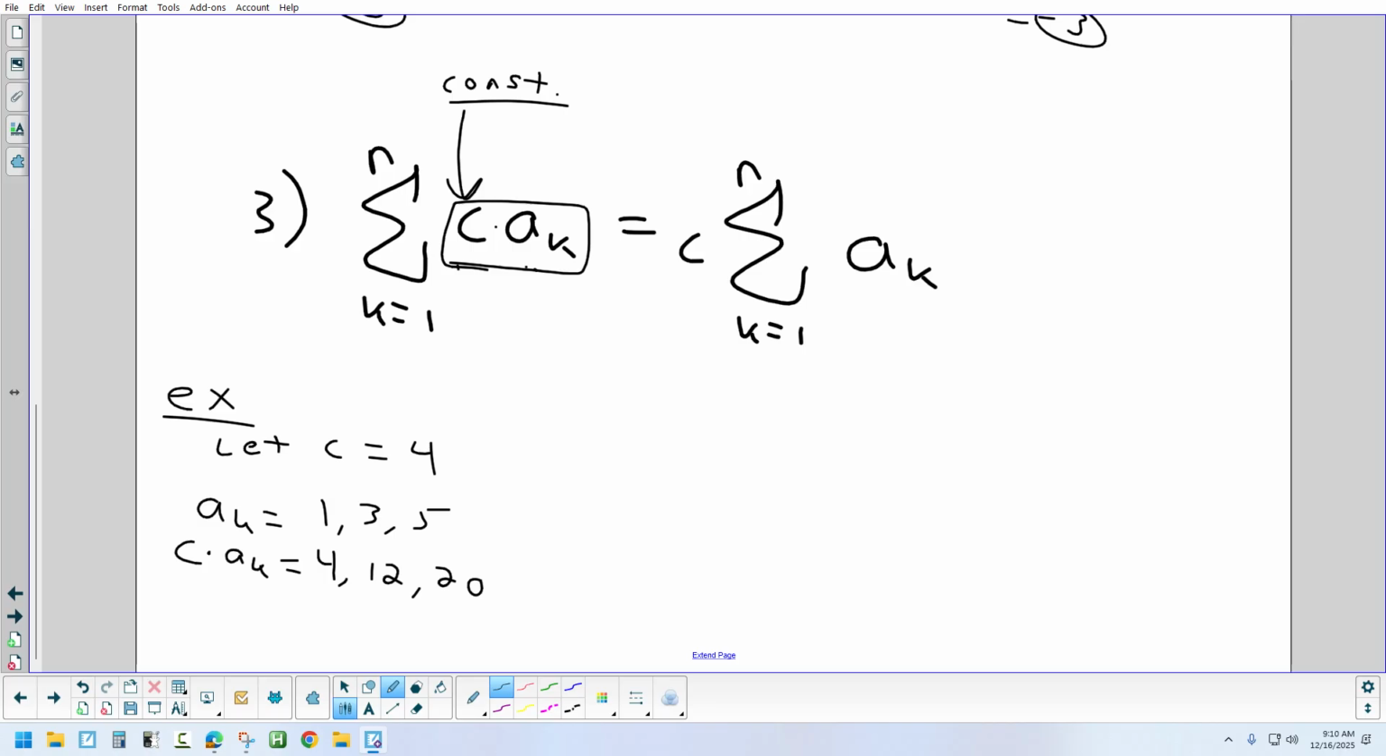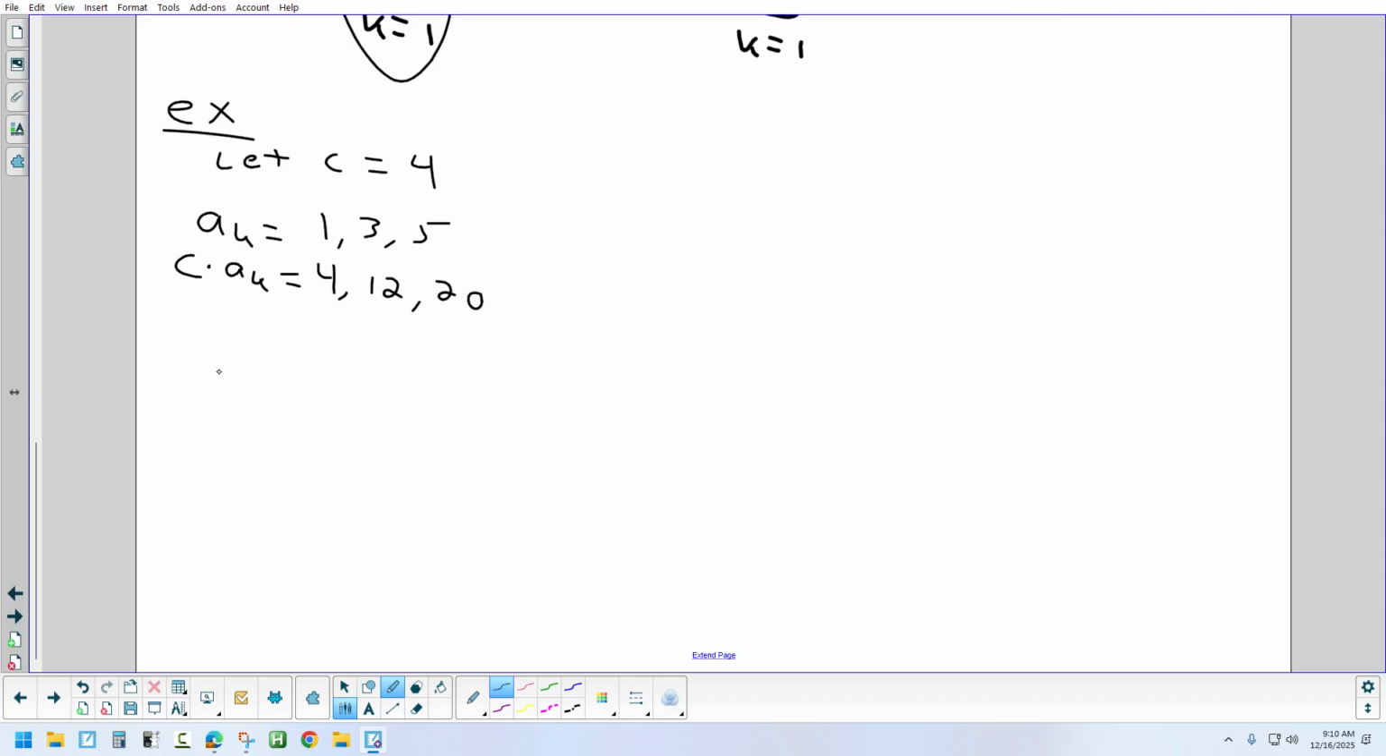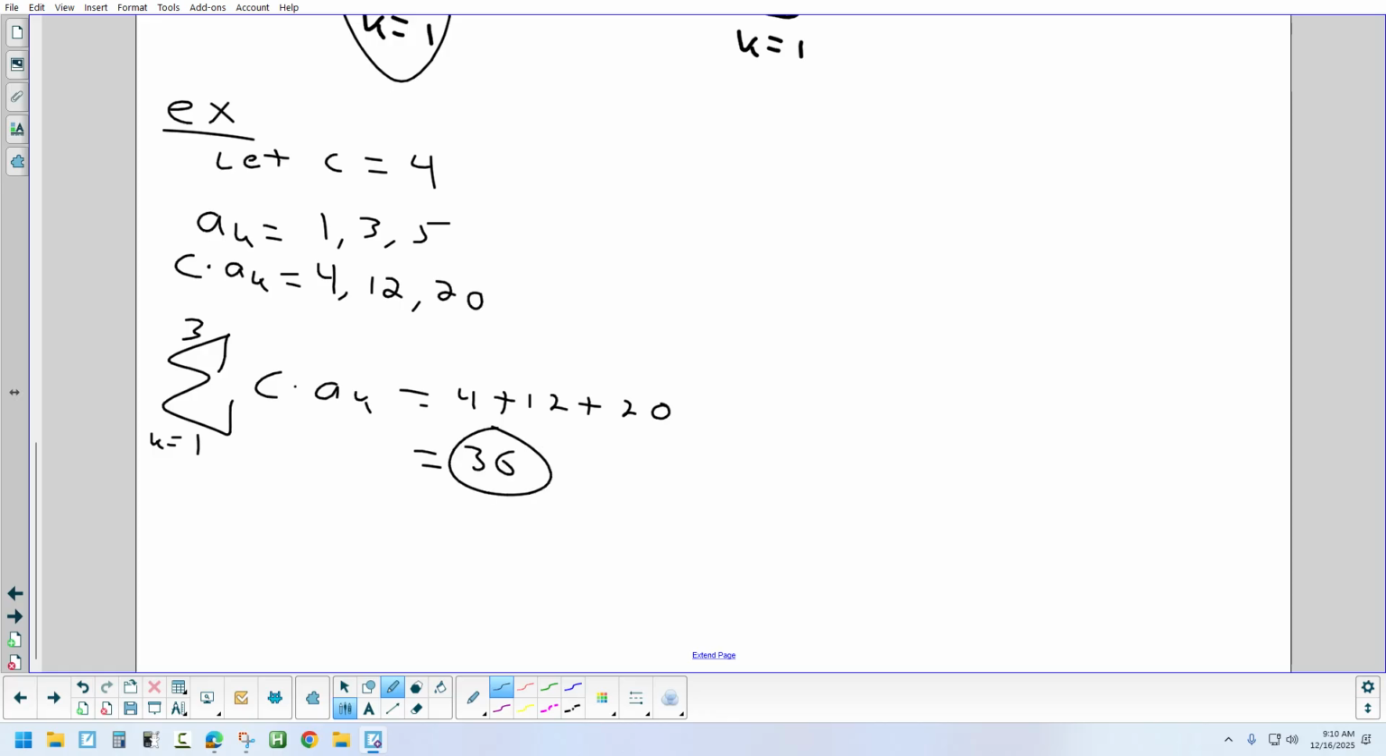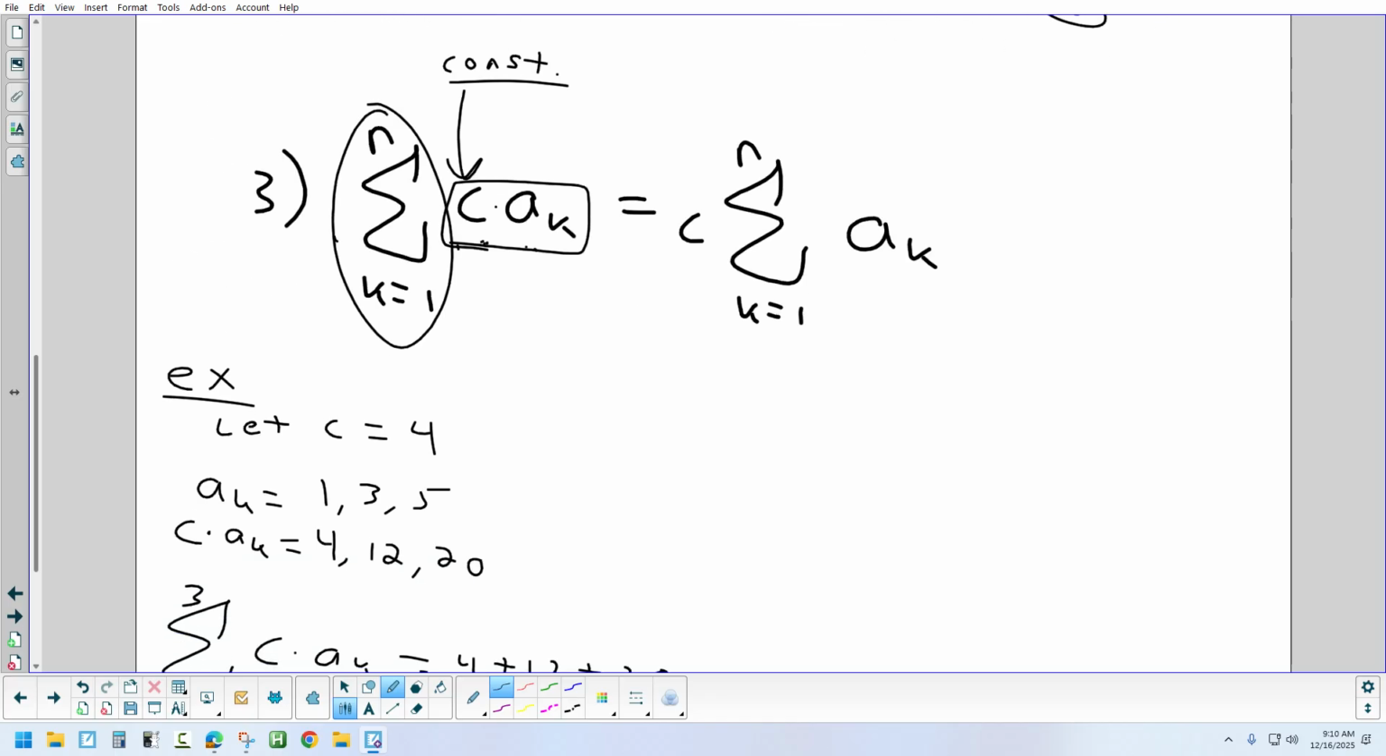Now, this symbol means add up everything that you just did. And there's only 3 terms, so I'm going to start at 1, go to 3. 4 plus 12 plus 20. What's 4 plus 12 plus 20? 36. Okay, so you can multiply every number in the sequence by 4 and then add them up.